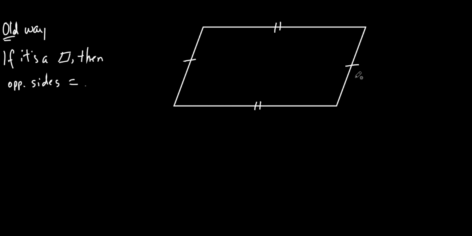It's a parallelogram. So the new way, I don't think I've ever said old way, new way before, but it just popped in my head. The new way says if it's a quadrilateral and the opposite sides are equal to each other, then what is it? If you've got a quadrilateral and the opposite sides are equal, then what is it? It's a what?